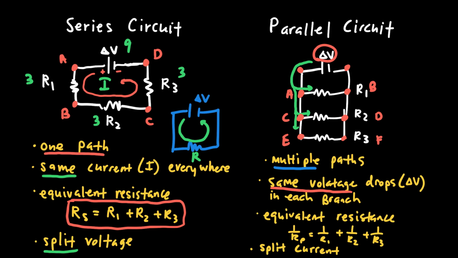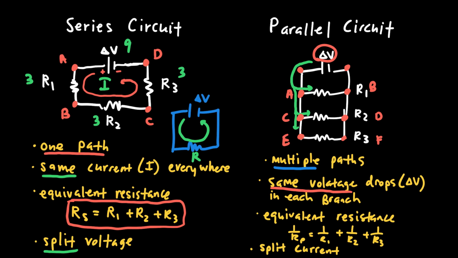And if you remember looking at a parallel circuit versus a series circuit, the light bulbs in a parallel circuit are typically much brighter, and that's because each light bulb would receive the full voltage of the battery, whereas in series, they have to split the voltage.